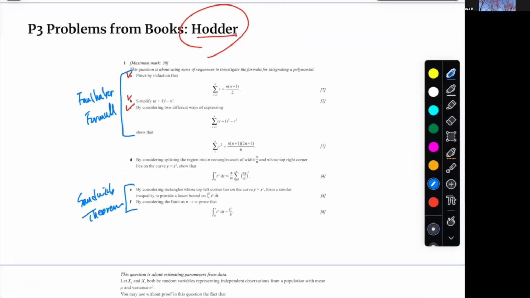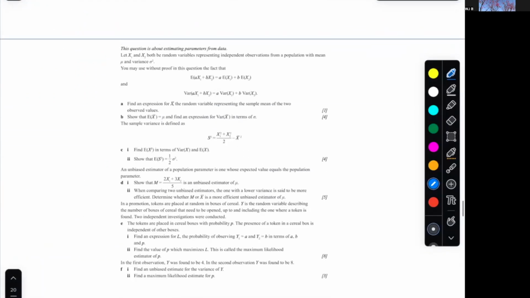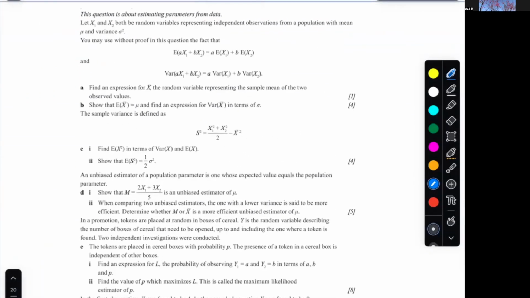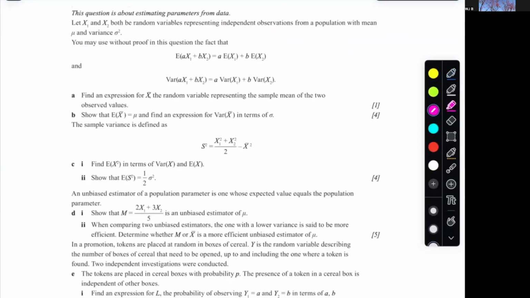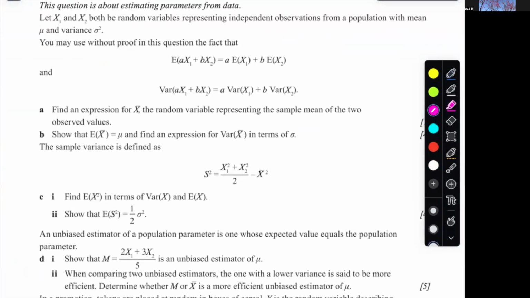Okay, let's move on to the next question, because I believe the next question is going to be the one that annoys you the most, because we were not exposed to many of the statistics and probability related paper 3 problems. But it's important for us to know the definition and also know the formula for expected value, variance, etc. So let's dig in. Here, it says about estimating parameters from the data.